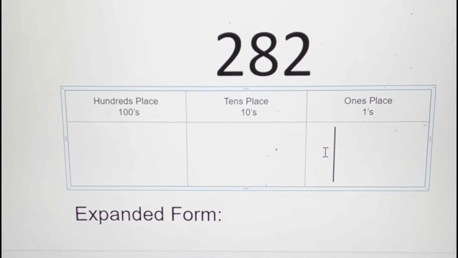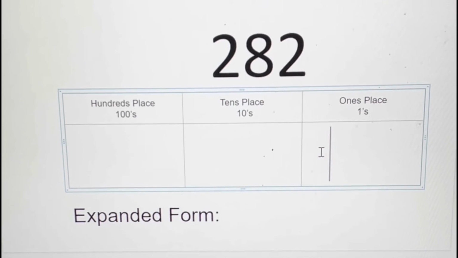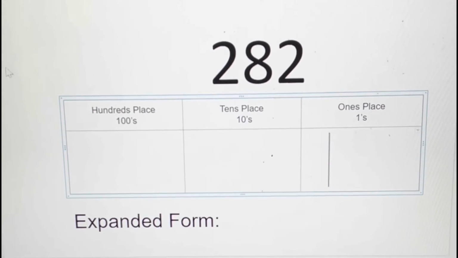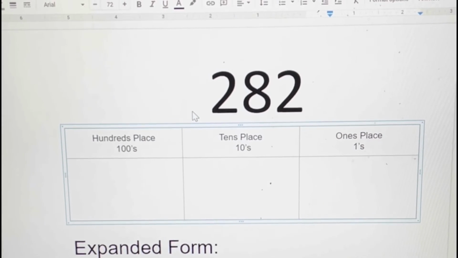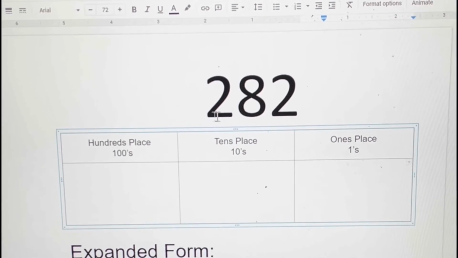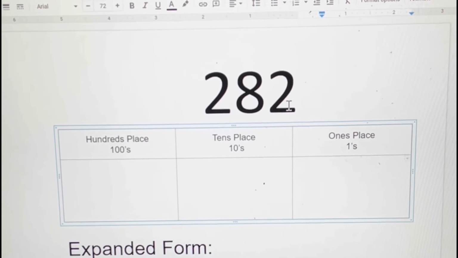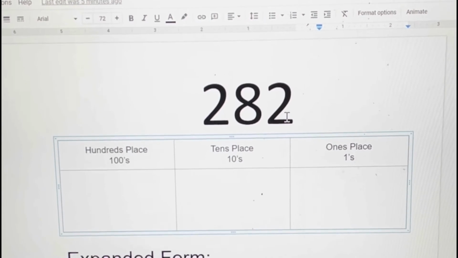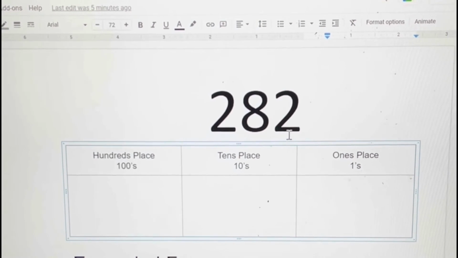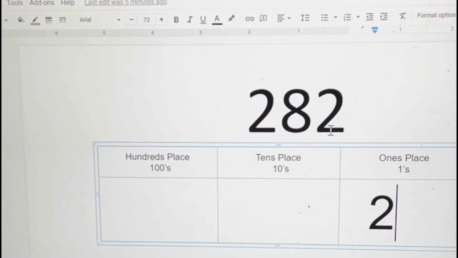All right, so the last number is 282. So I'm going to identify the ones place by going to the digit all the way to the right. So the digit all the way to the right is a 2, so we have a 2 in the ones place.